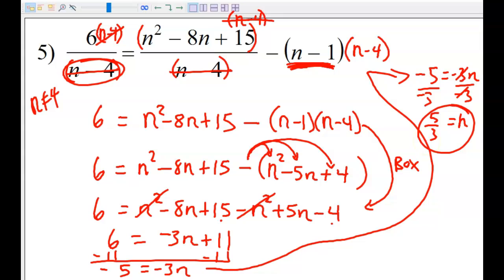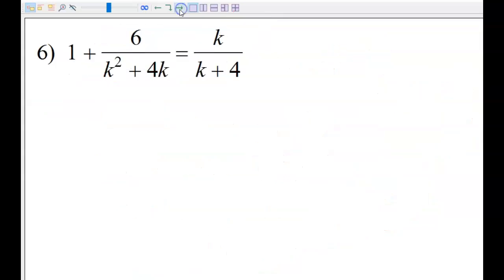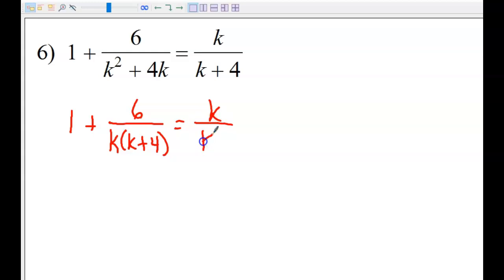All right, so the new twist on that one was the box method there. Let's see what the next one brings us. So once again, we're going to start by factoring the denominator. It's a GCF problem. I'm going to take out a k. So if you take a k out of there, this is what you would get. And now we're going to multiply everything by the denominator, k plus 4.